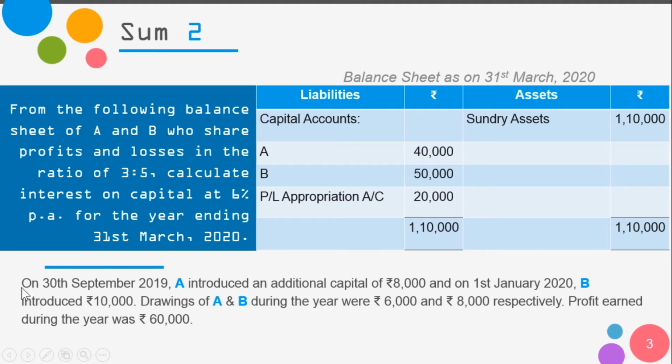What more do we have in the question? On 30th September 2019, A introduced an additional capital of rupees 8,000 and on 1st Jan 2020, B introduced rupees 10,000. Drawings of A and B during the year were rupees 6,000 and rupees 8,000 respectively. Profit earned during the year was rupees 60,000. So now let's see how we go about calculating interest on capital.